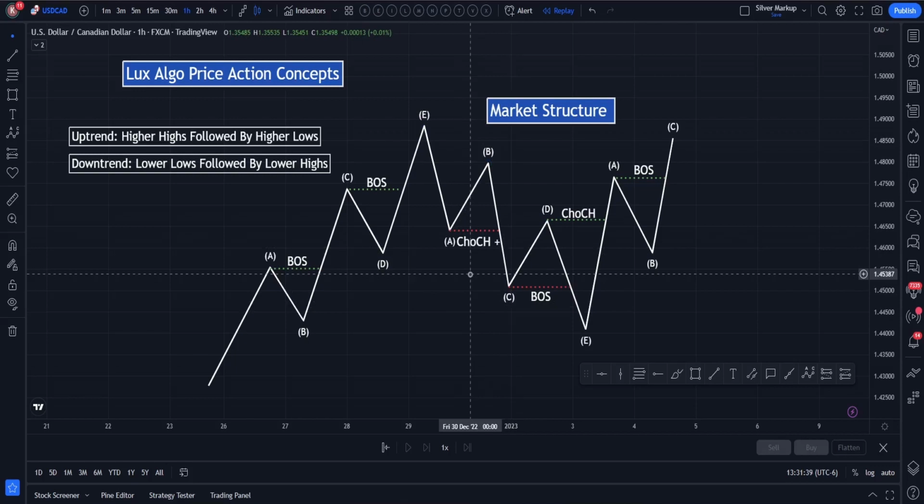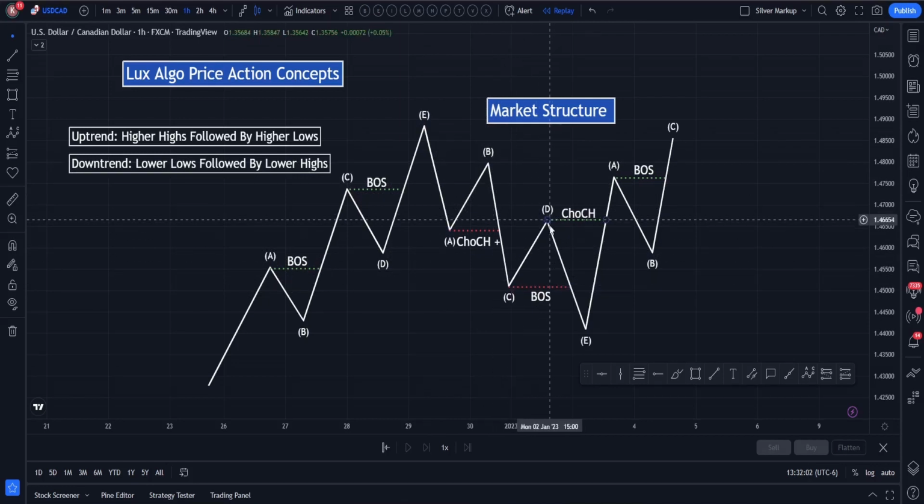The way Lux Algo identifies this is as a stronger confirmation of a change of character, because you already had a failed movement to continue the previous trend. So you had an uptrend, a failed movement for a new higher high, and then a lower low created from that. That's what creates the change of character plus. So you have the downtrend continue and you have a downtrending break of structure.